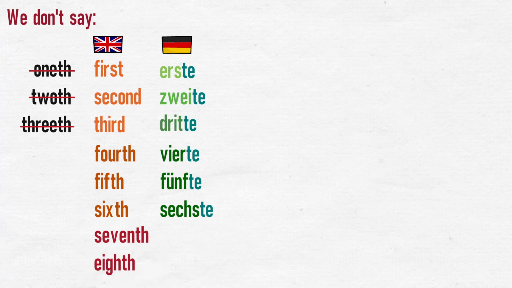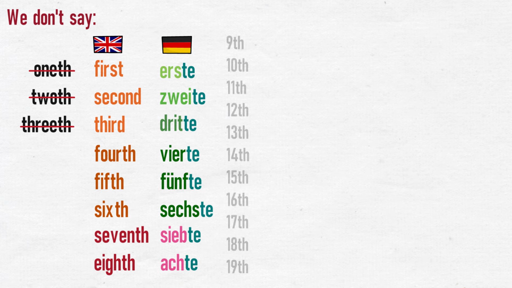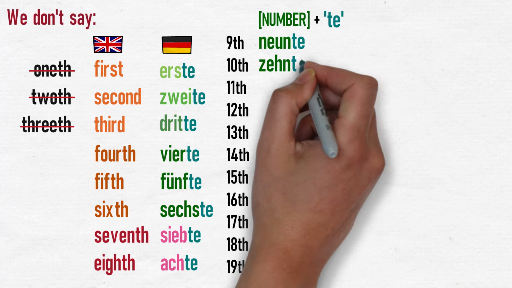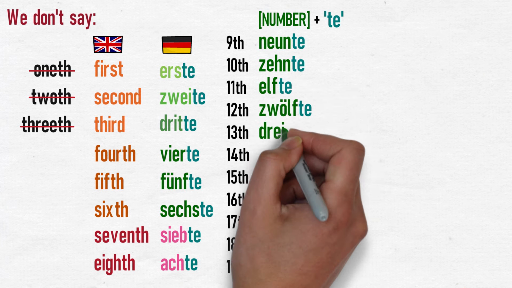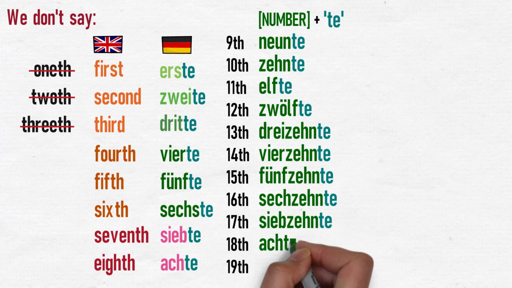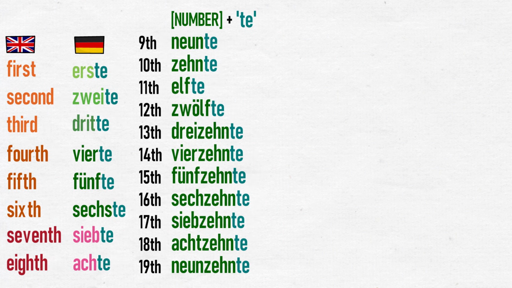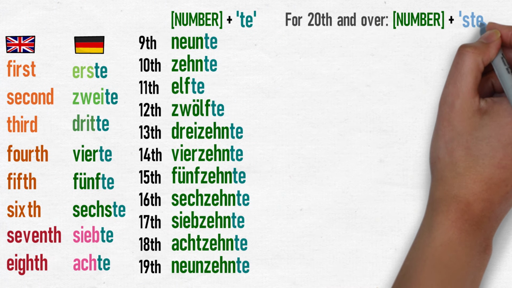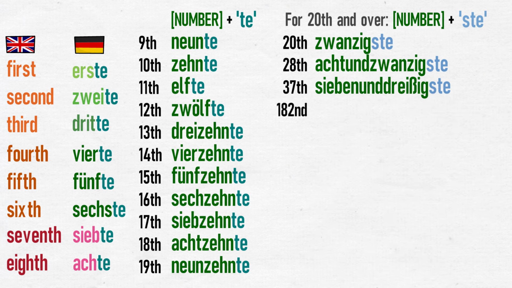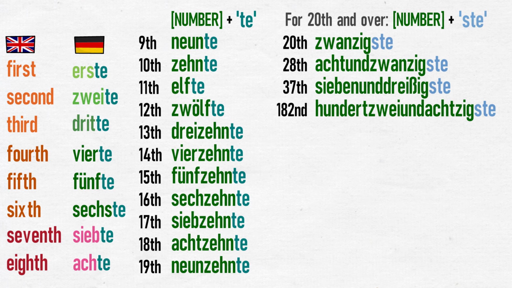Seventh and eighth are slightly unusual in that we shorten the number sieben to sieb, making seventh siebte, and acht doesn't get an extra t, so eighth is achte. From 9th to 19th, we simply take the number and add te. 9., 10., 11., 12., 13., 14., 15., 16., 17., 18., 19. For numbers 20 and above, we take the number and add ste. 20th is zwanzigste, 28th is 28, 37th is 37, 182nd is 182, and so on.